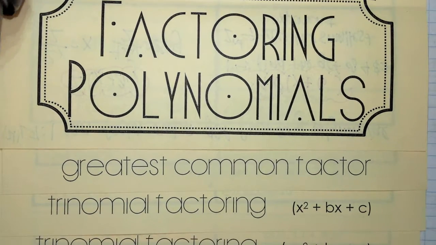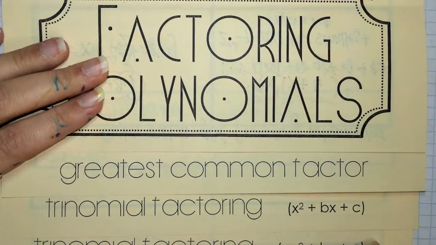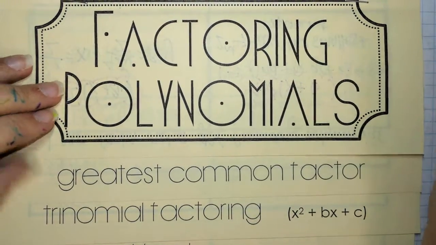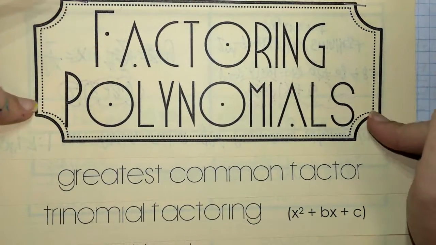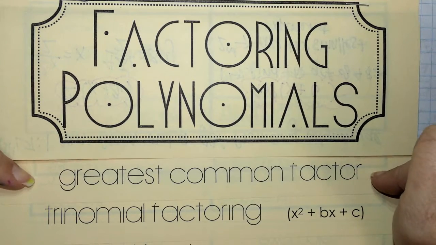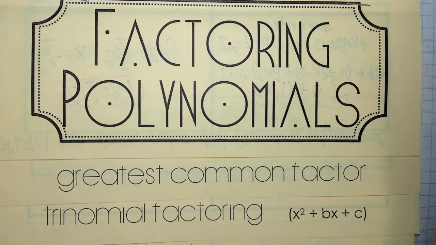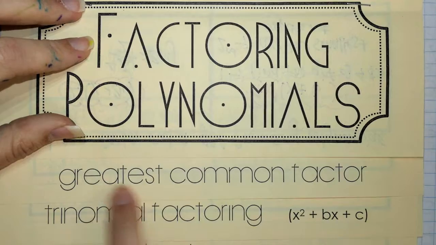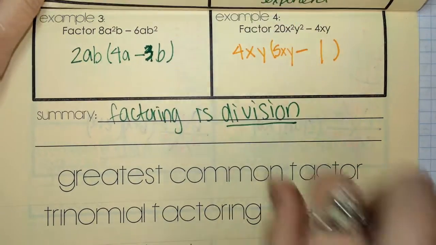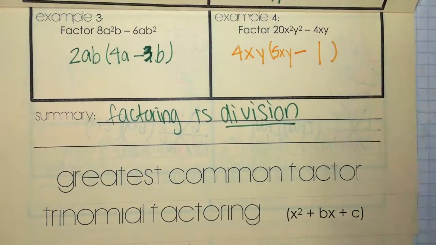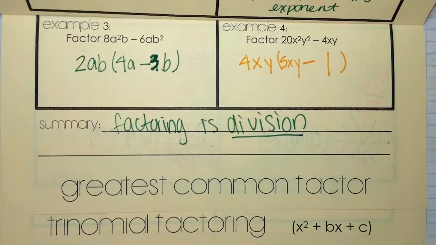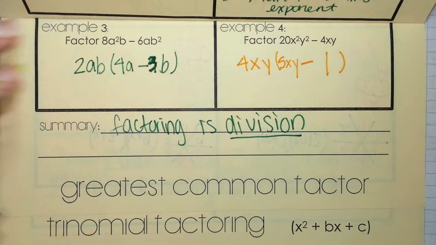Now, what we're going to do for the first part of today is review our steps for factoring, and then we're going to have a fun activity. The first thing that we learned was what? Greatest common factor. We wrote that factoring is division because we know that factoring means we divide.